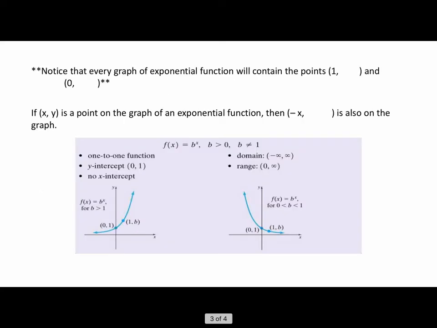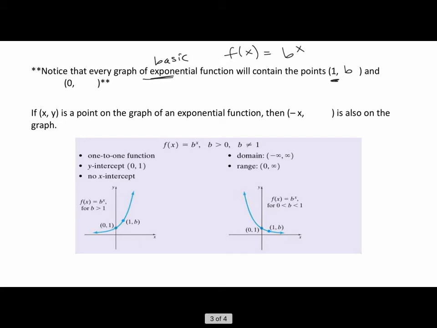So notice that every graph of the exponential function will contain these 2 points. And this is the basic exponential function, no shifts. So if you are evaluating a function where x is 1, then you're going to have b to the first power, which is just the base. Whatever the base is, you'll have that outcome for the point.